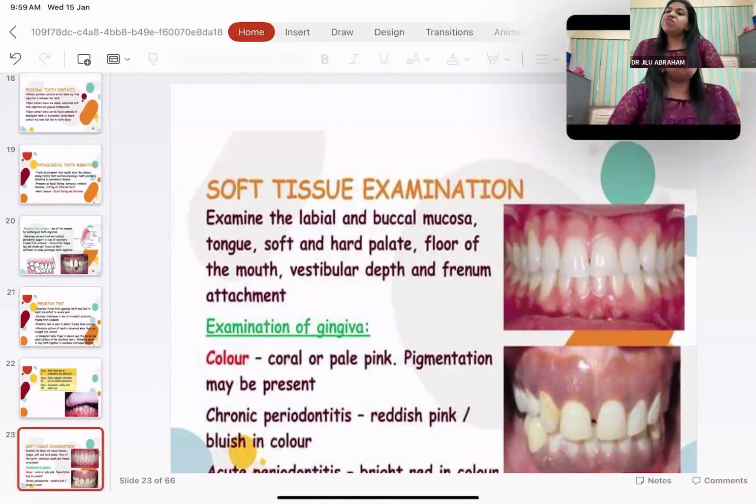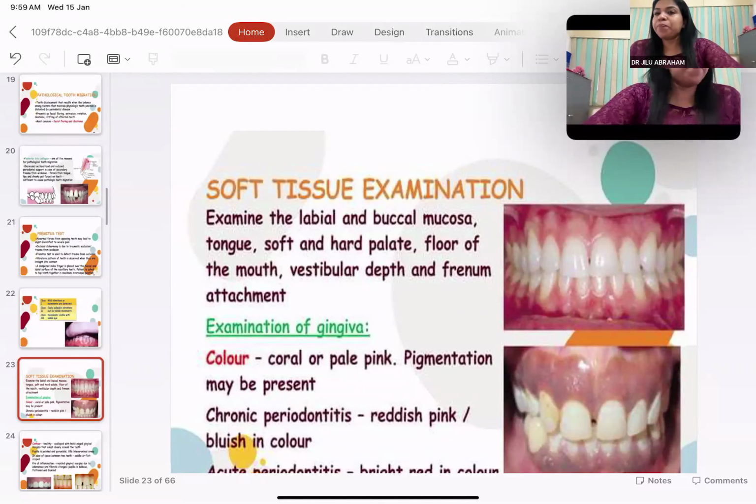And soft tissue examination. For the examination of gingiva, we have to check carefully the color of gingiva. The main factors that determine the color of gingiva are vascular supply, keratinization, thickness of the epithelium, and pigmentation. The normal color of gingiva in the Asian population is pink with pigmentation. What you see in the oral cavity, that you have to write there. Normally it is coral or pale pink. In chronic periodontitis, it will become more pinkish or bluish in color. And in acute periodontitis, it will be more bright in color.